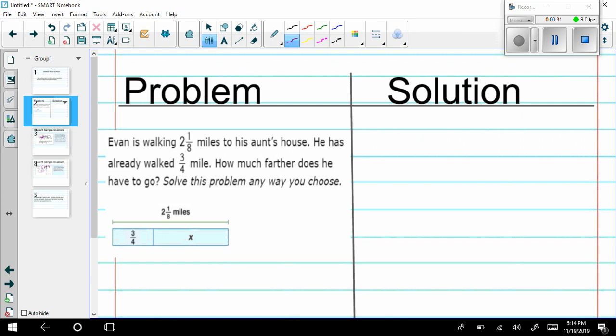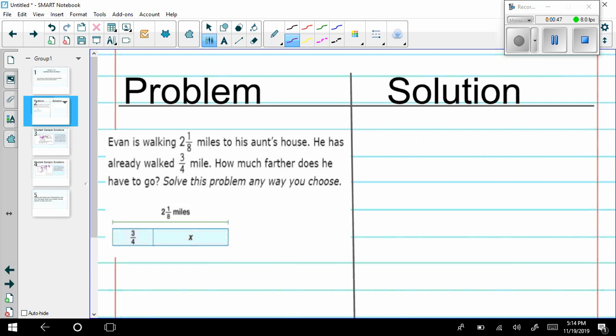Today's solve and share problem reads, Evan is walking 2 1/8 mile to his aunt's house. He has already walked 3/4 mile. How much farther does he have to go? Solve this problem any way you choose.